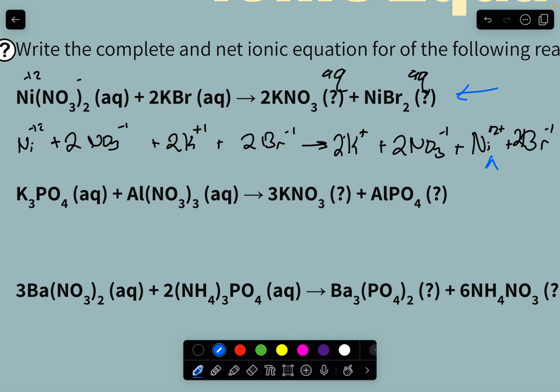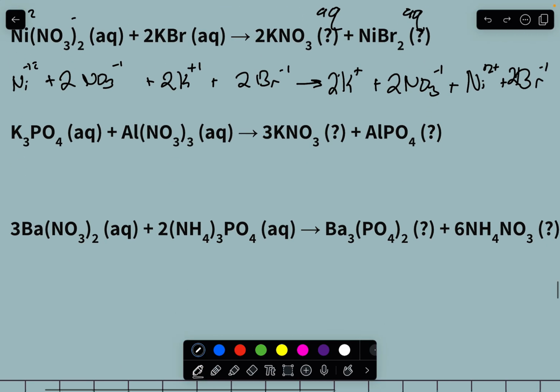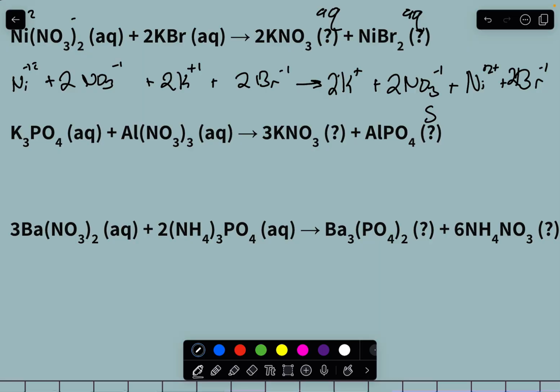Net ionic, just our ionic equation is what we wrote down here. There is no net ionic equation because everything cancels out, so that one will not have the net. It's just an ionic equation. For the second one, aluminum phosphate is going to be our solid here. And then KNO3 is going to be aqueous, it's going to dissolve. So that's our complete ionic equation.